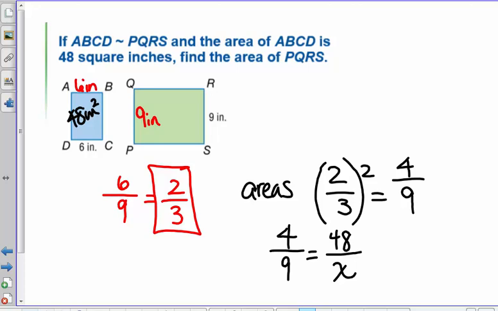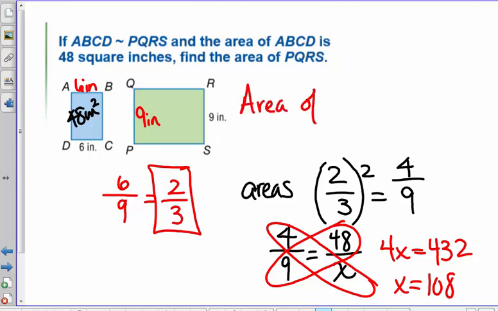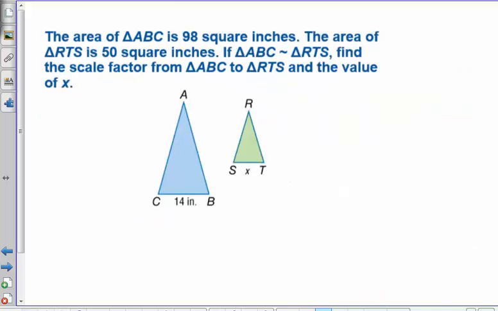Well, how do we find a missing value in a proportion? We just cross multiply. So I end up with 4x equals 432. I'm going to divide both sides by 4 and find out that x equals 108. So the area of PQRS equals 108 inches squared. Okay, remember your similarity ratio or scale factor. Okay? I have one more example for you.